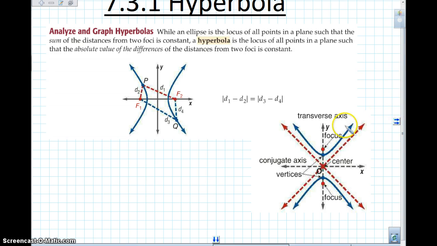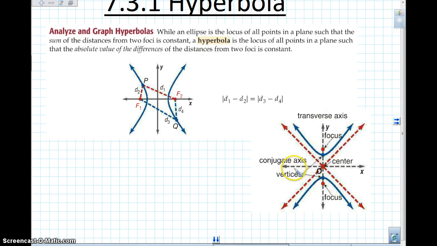In hyperbola, we actually have a couple of new vocabulary words. We have the transverse axis, and the transverse axis is what used to be our major axis, but it continues on forever and ever. The major axis stopped at the vertex in an ellipse. Here the transverse axis keeps going, just like our hyperbola keep going. And the transverse axis goes through the foci, through the center, and through the vertices. And it acts as a line of symmetry as well.